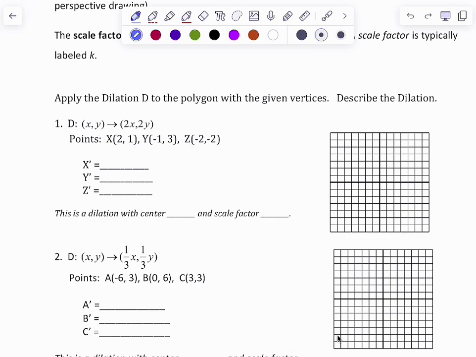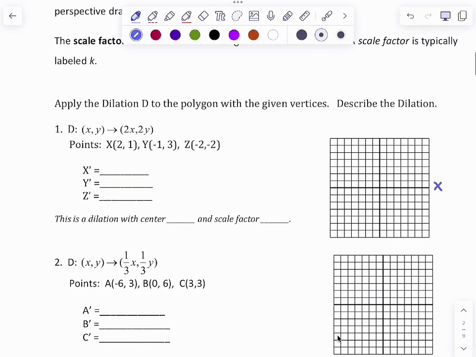Okay, so this part is not too hard. You got the x-axis, you got the y-axis. So the point 2, 1 would be right there. And you're going to label that X. That's this point. And then negative 1, 3. You should be able to plot these points without watching me. And then Z. And then connect the dots and you'll have a triangle.